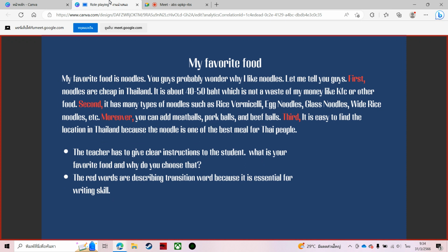So the topic about favorite food is noodles. The red words are describing the transition words because they are essential for writing skill, right? The transition words connect the sentences and the paragraphs together, and it is really important in writing skill.